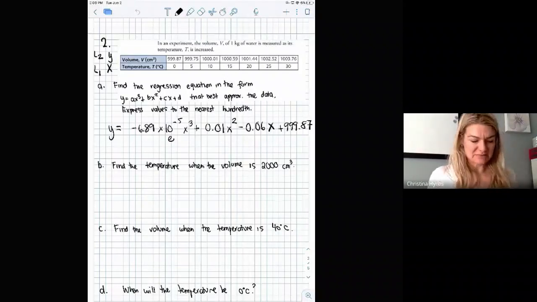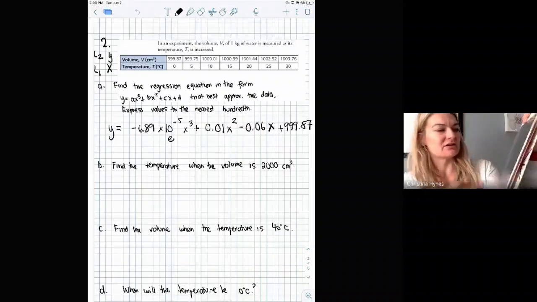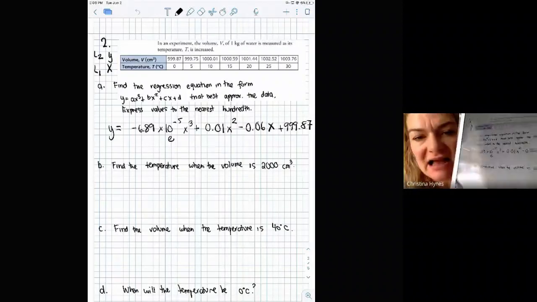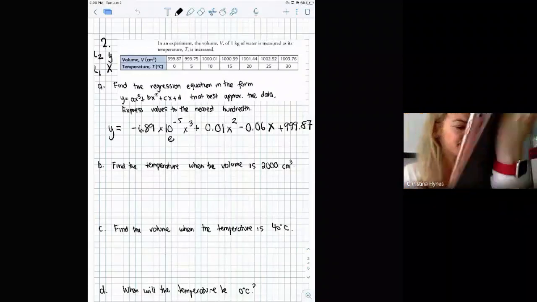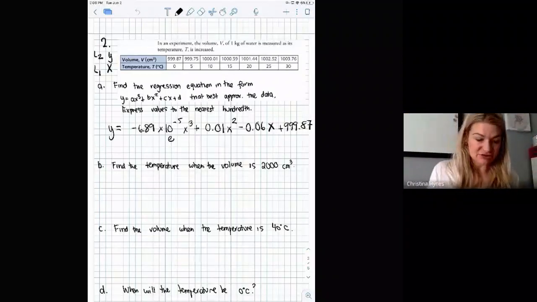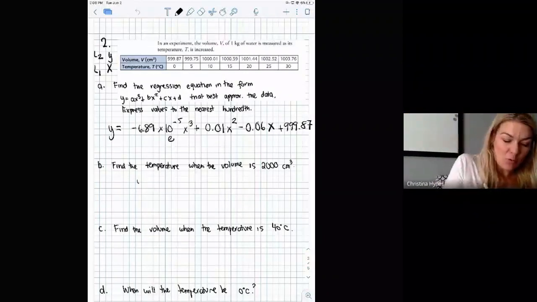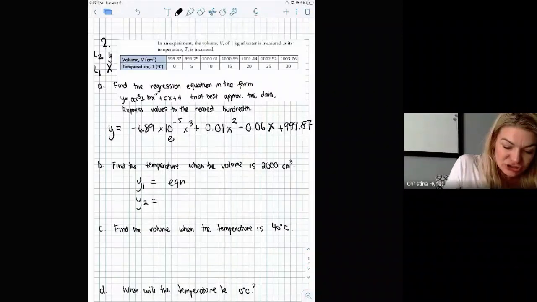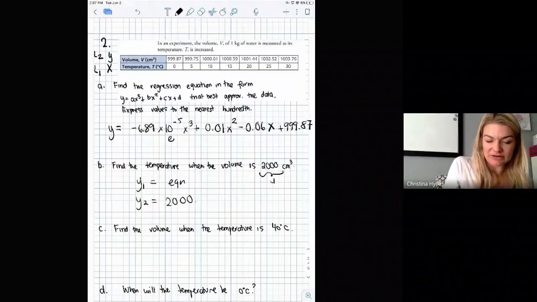Okay, this is being a pain. Both calculators aren't helping me here. But another thing you could do, once you graph it, is find the intersection. You're graphing y1 as the equation that you just got, and y2 should be my value of 2000, since this is my y coordinate.